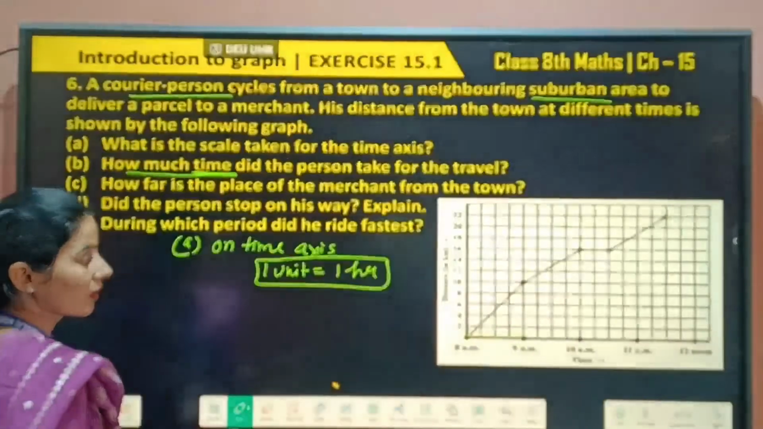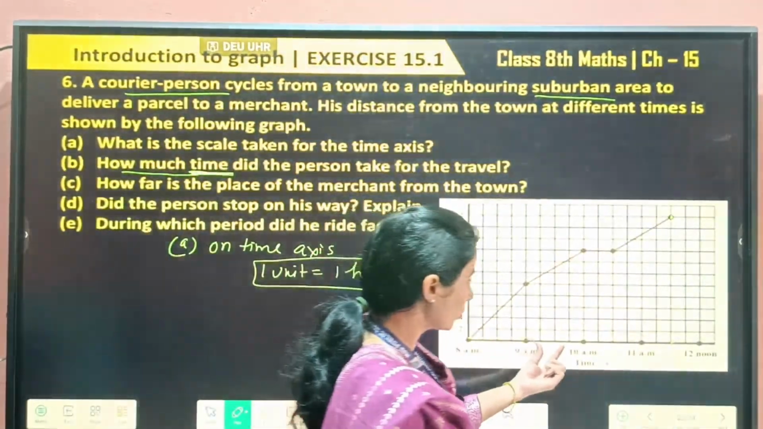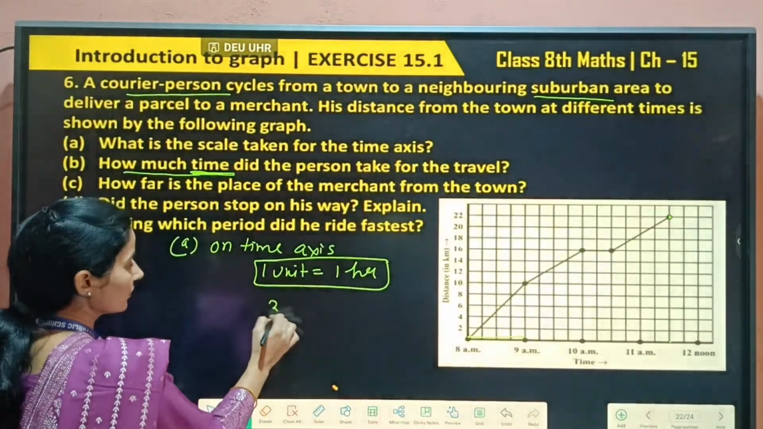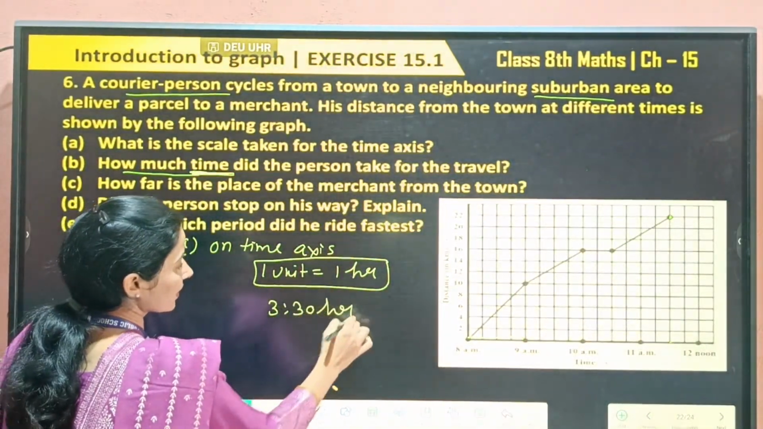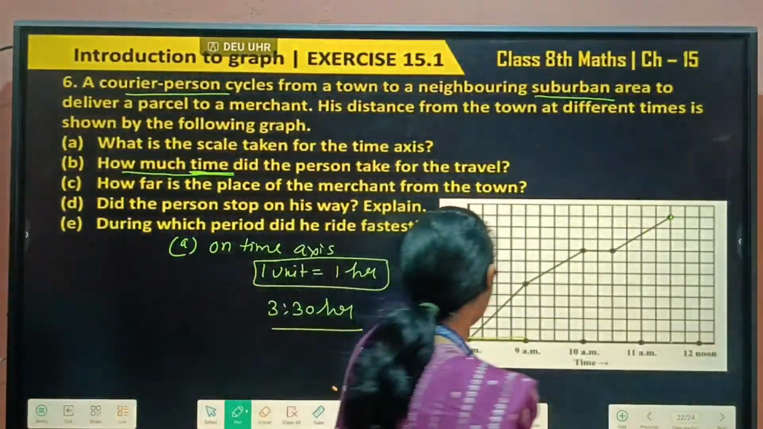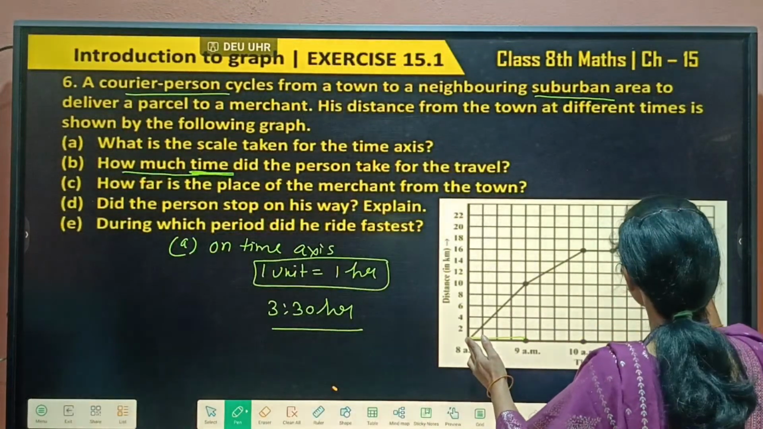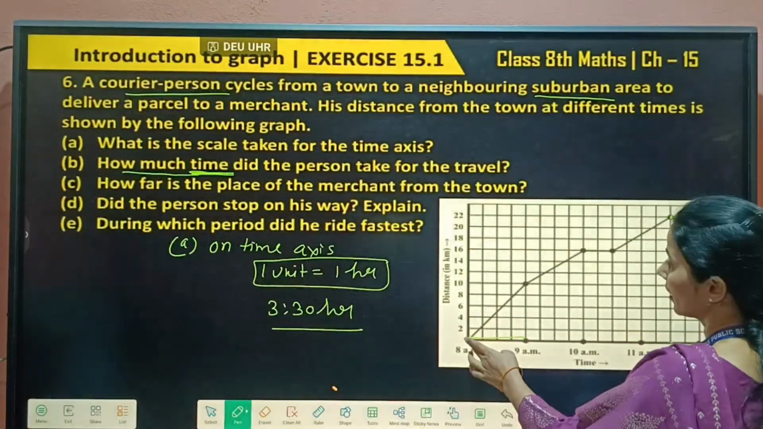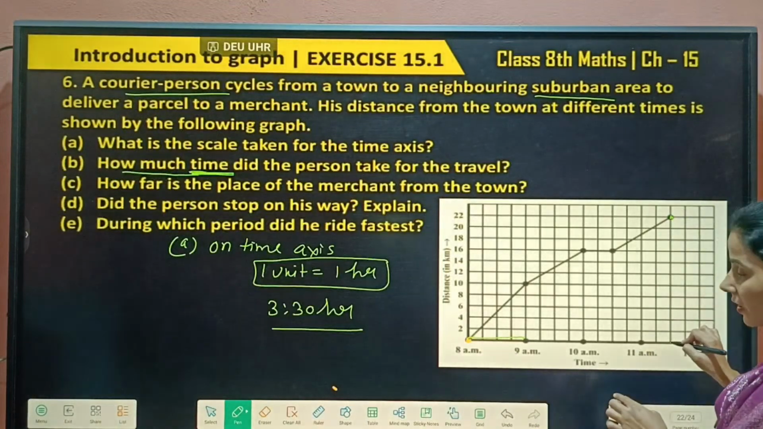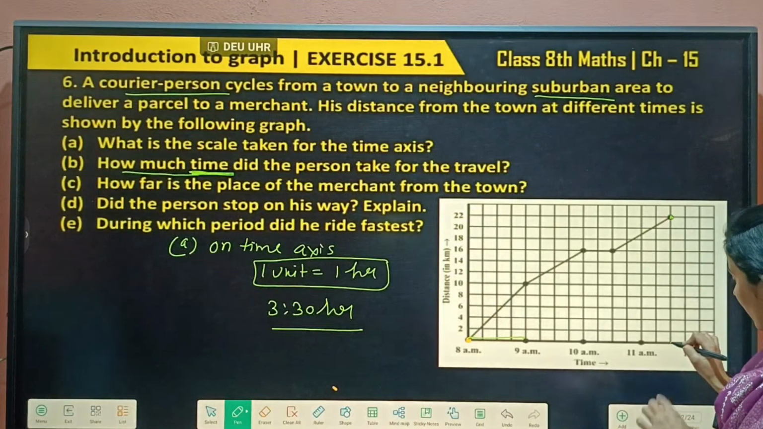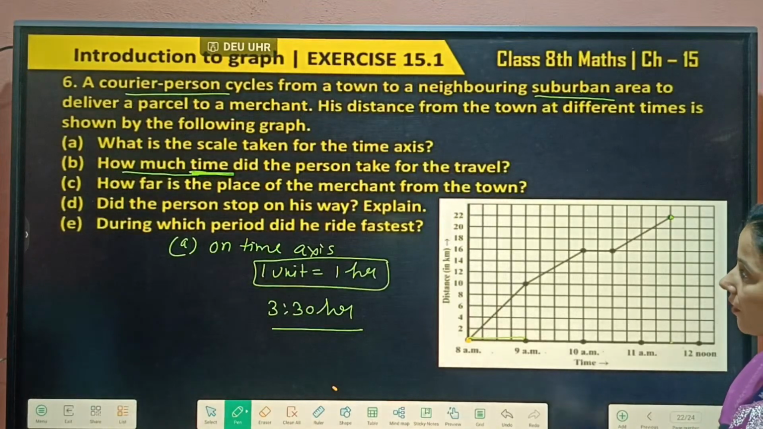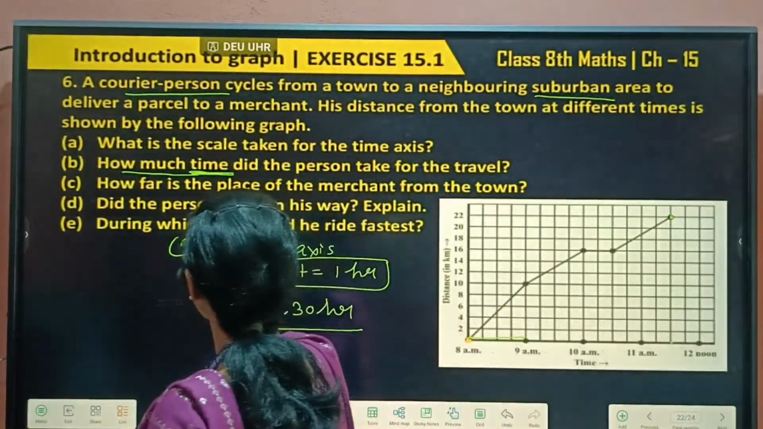How much time? Let us count this time. 1, 2, 3.5. 3.5 hours. How much time did the person take for the travel? He traveled from this point to there. The total distance traveled by the courier person is this one, and he started at 8 a.m. and stopped his journey at 11:30 a.m. So this total time is 3.5 hours. This will be the answer of B part.